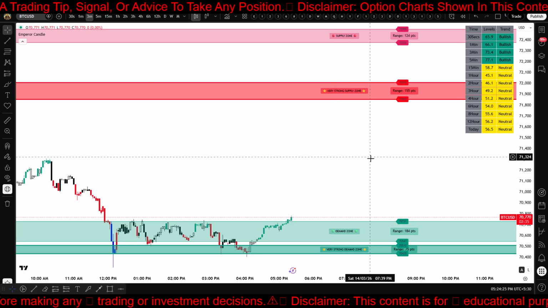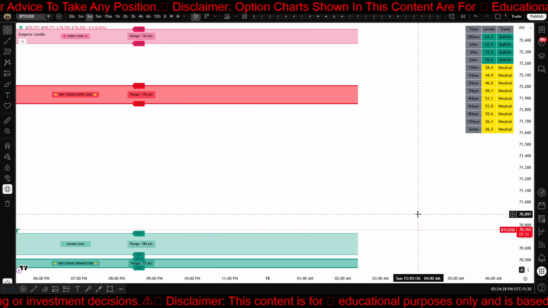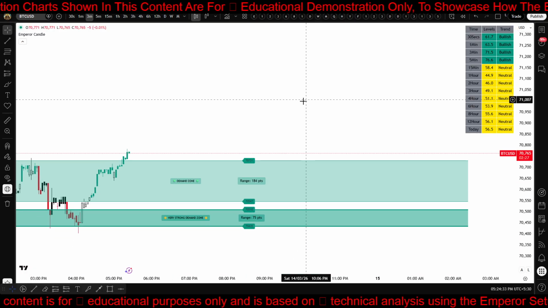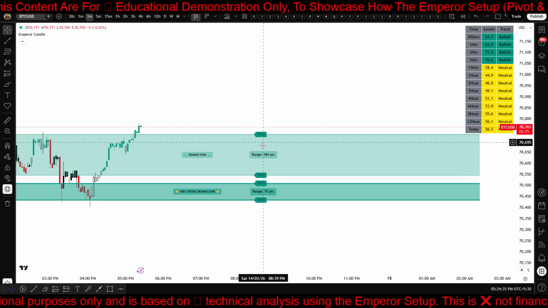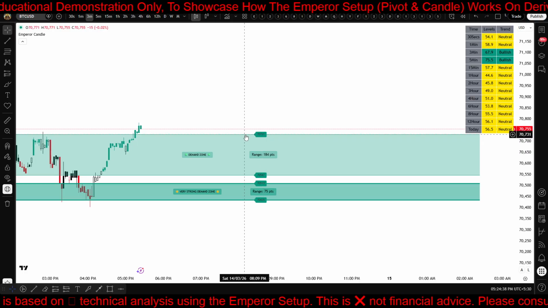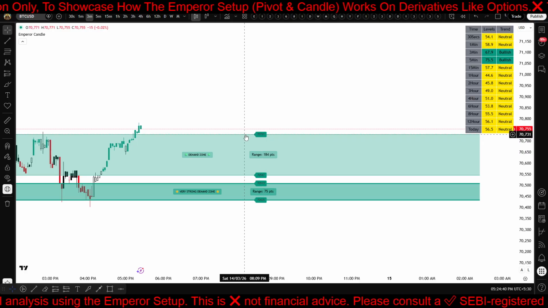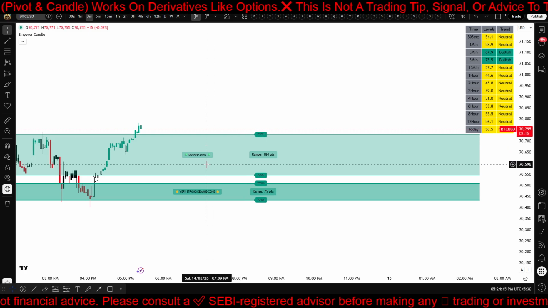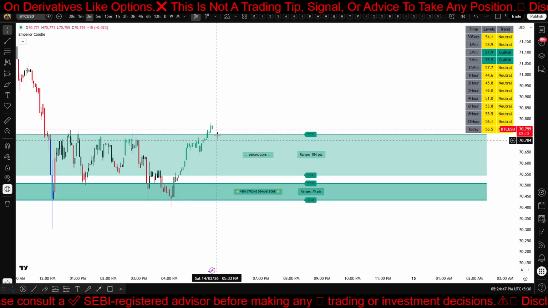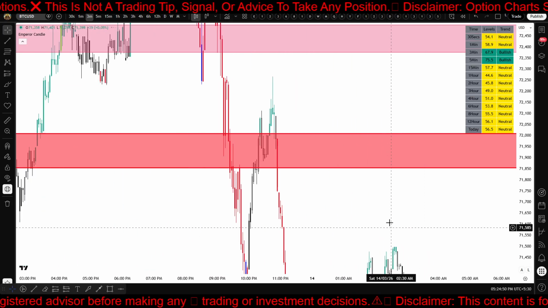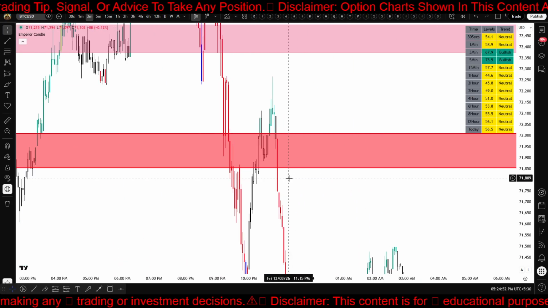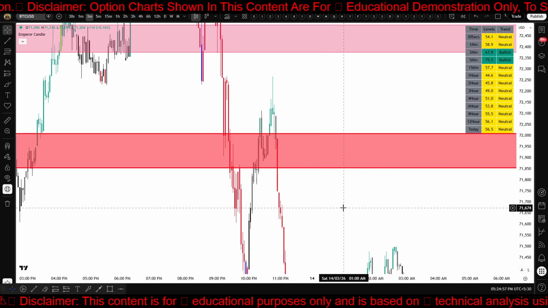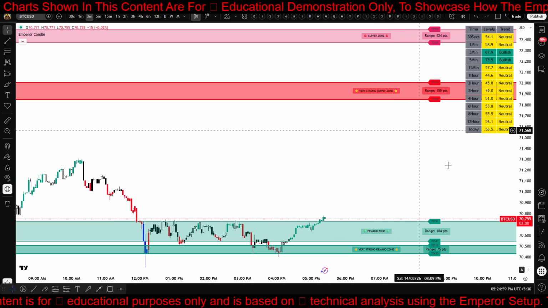Fifth, entry rules. There are generally three types of entries in the Emperor Candle strategy. First entry type, when a candle closes above the high line of a demand zone, it can signal a potential buying opportunity. Second type, when a candle closes below the low line of a supply zone, it can indicate a selling opportunity, like this. And third entry type, when a confirmation candle appears inside the zone, it can also provide a valid entry setup, like over here.